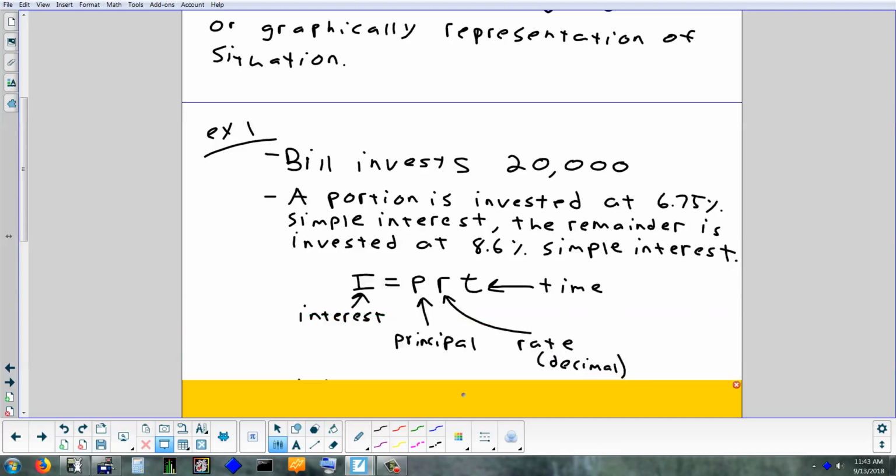And savings accounts, most savings accounts pay you interest, but they don't do it in simple interest. They do what's called compound interest. That's a little more complicated, so we're just sticking with the simple formula.